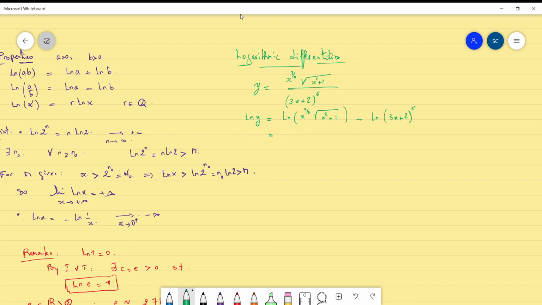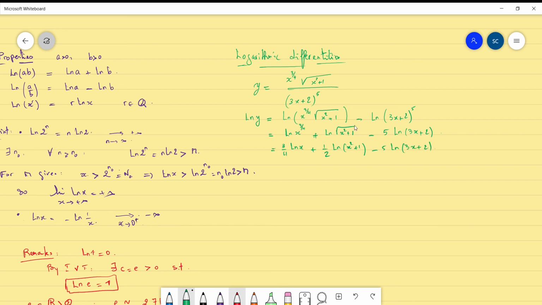Then, second step. Here I have a product of two numbers. Ln of the product of two numbers is ln a plus ln b. So it will be ln of x^(3/4) plus ln of the square root of x squared plus 1 minus, here I have ln of a number to a power, so I will use the third law, the power law, so it's minus 5 ln of 3x plus 2. Great. Here also we have a power, and the square root is also a power, 1 over 2, so I can write it 3 over 4 ln x plus 1 over 2 ln of x squared plus 1, minus 5 ln of 3x plus 2.